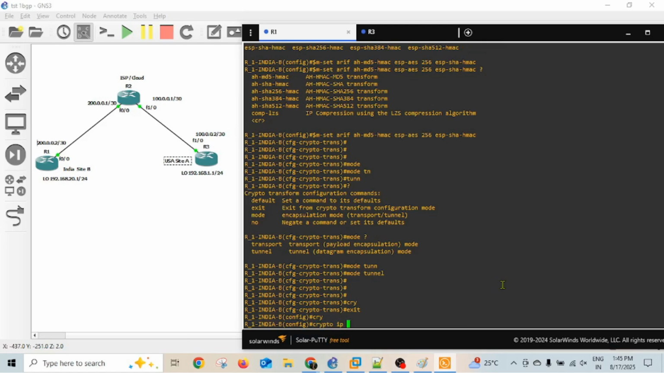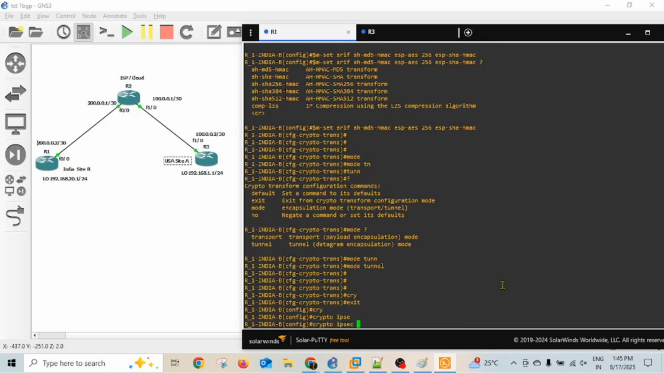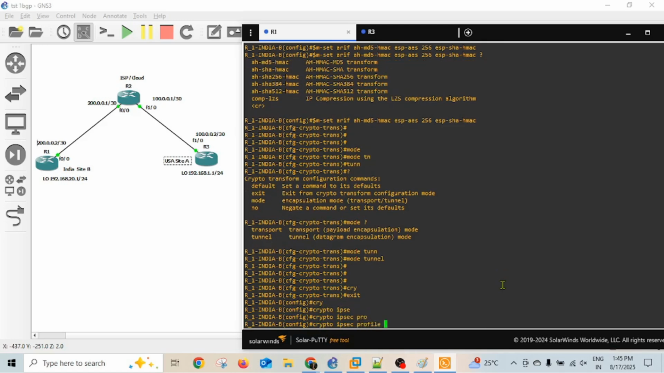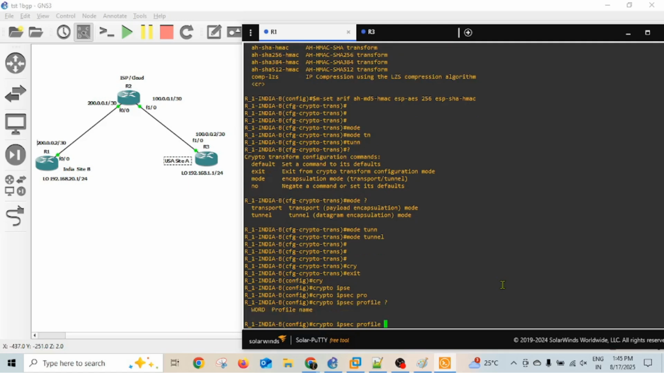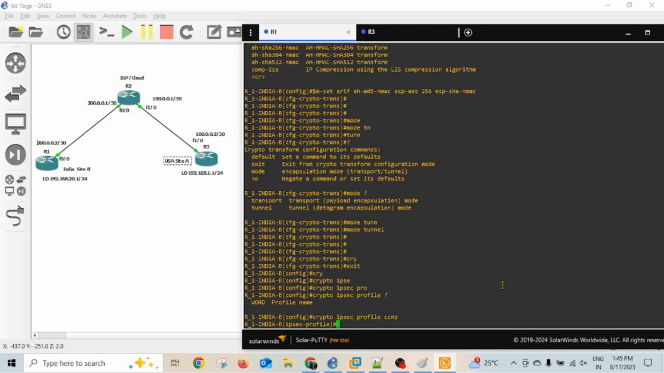And again configuring crypto IPsec. We just need a profile. So crypto IPsec profile. So what will the profile do? You just need to match these criteria. The profile name can be any word, anything, password also, group number, you can take anything, but you need to match these parameters. So profile will be CCNP.